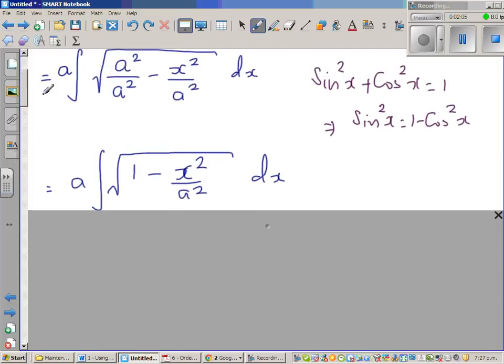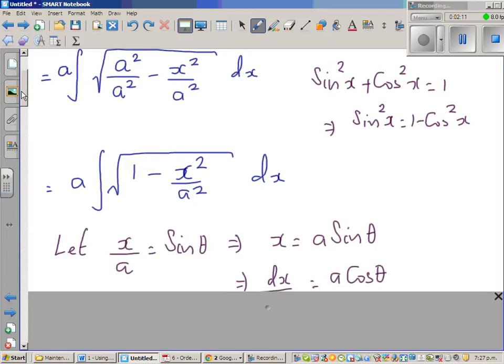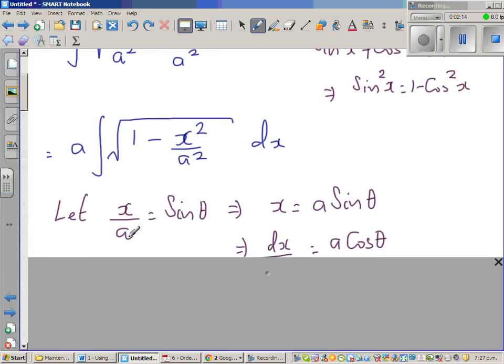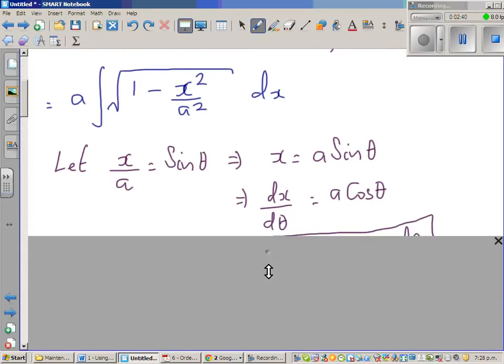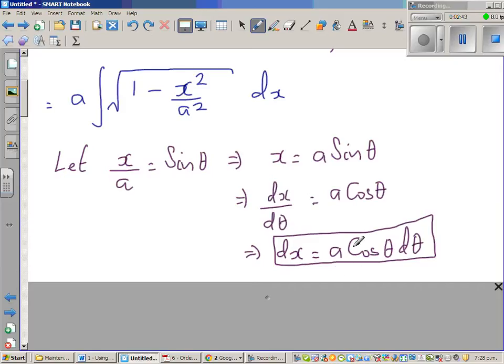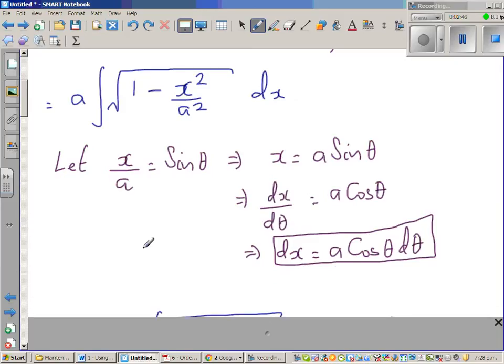So I'm going to do a trig substitution. I'm going to take x over a as sine theta. So x over a is sine theta, which implies x is equal to a sine theta, multiplying both sides with a. Now differentiating both sides with respect to theta, we get differentiation of sine theta is cos theta. So dx by d theta is a cos theta. Now this implies dx is equal to a cos theta d theta.